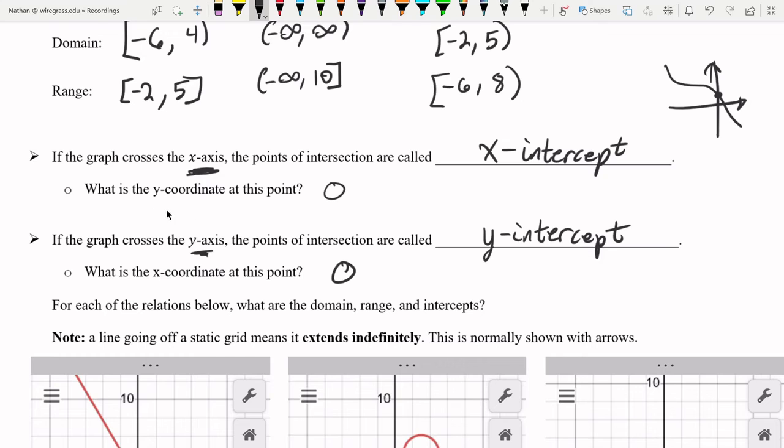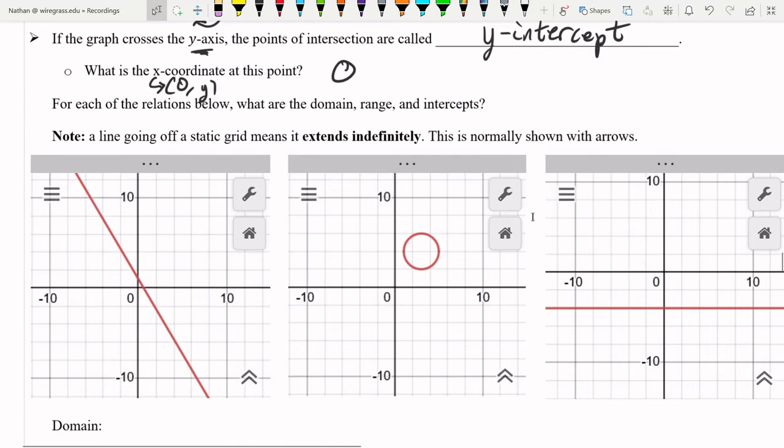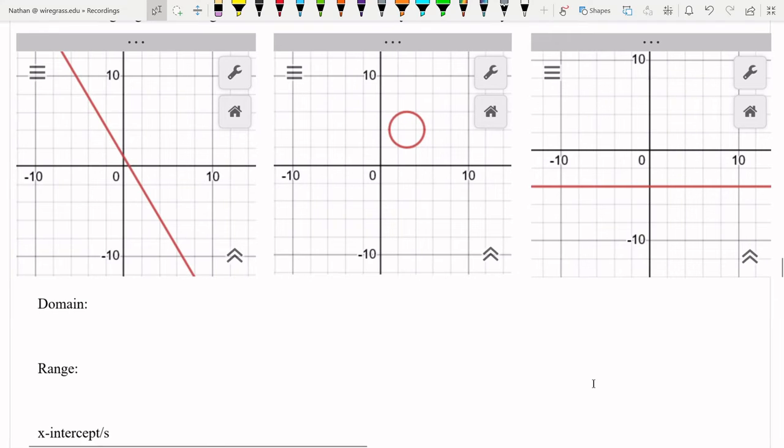Y-coordinate, of course, refers to the y portion. This is the y-coordinate. And the x-coordinate just refers to the x portion of the ordered pair. Okay, so for all these three relations, we're going to ask what's the domain, range, and intercepts. So I've got three relations here. And what are the domain, range, and intercepts?